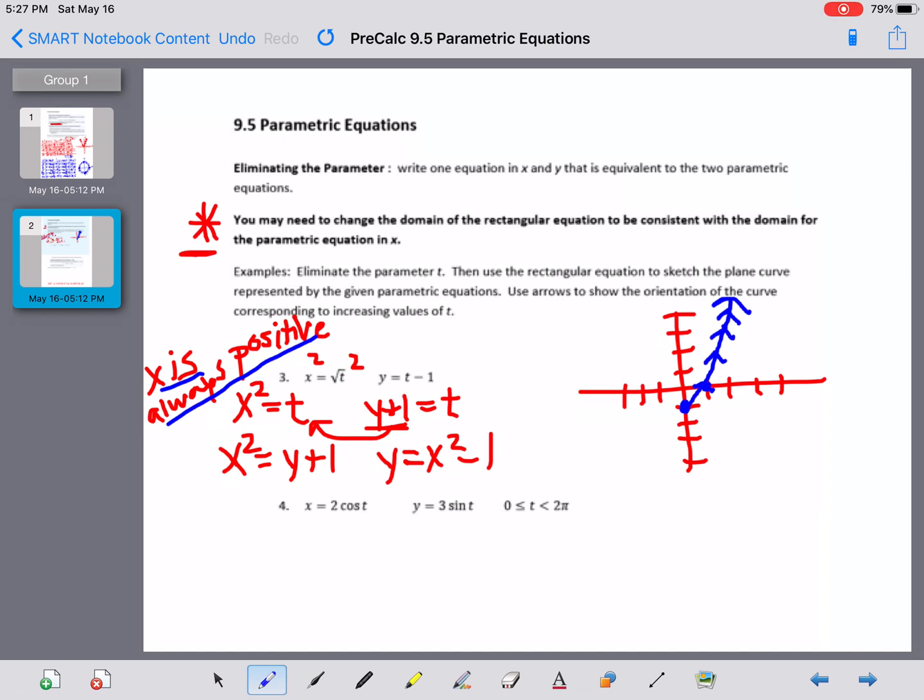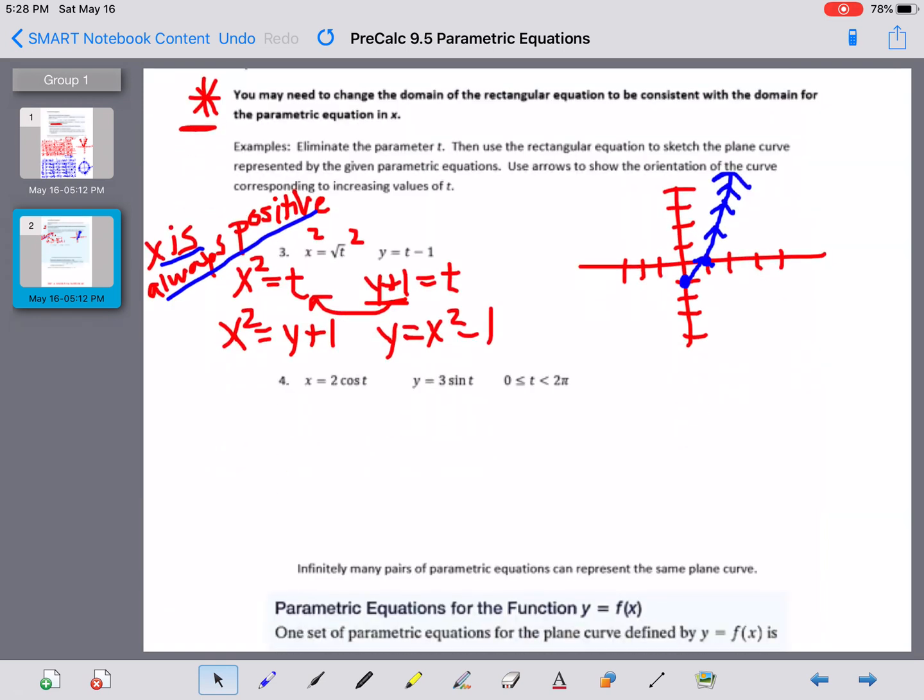If you had to do some math to get your t by itself, that's where you have to stop and ask: was there a limit or a restriction on my domain that I need to follow on my new rectangular equation? All right, moving on to number 4, because once again, we can't go through it without using some unit circle stuff. We have to keep these pretty. So let's talk about what's happening here on number 4.